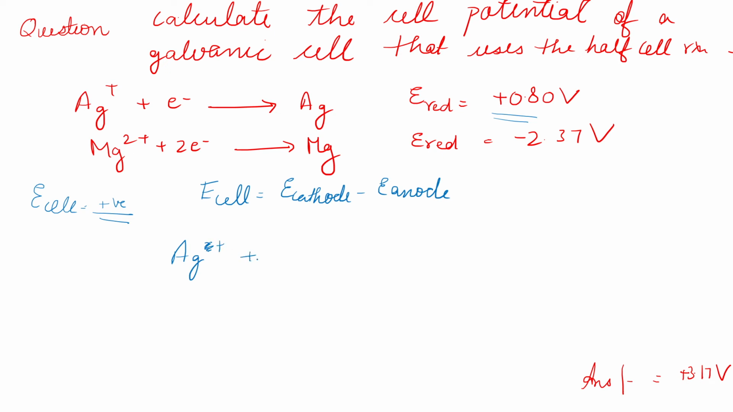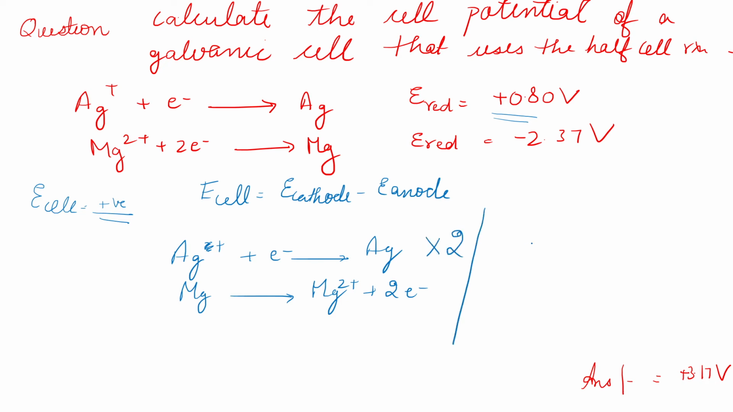Silver ions will get reduced to silver at the cathode, while magnesium will undergo oxidation. Since the electrons are not the same, we are going to multiply by 2. That means we'll have 2 silver positive ions plus 2 electrons giving 2 silver metal, while one magnesium metal is undergoing oxidation to form one magnesium ion plus 2 electrons.